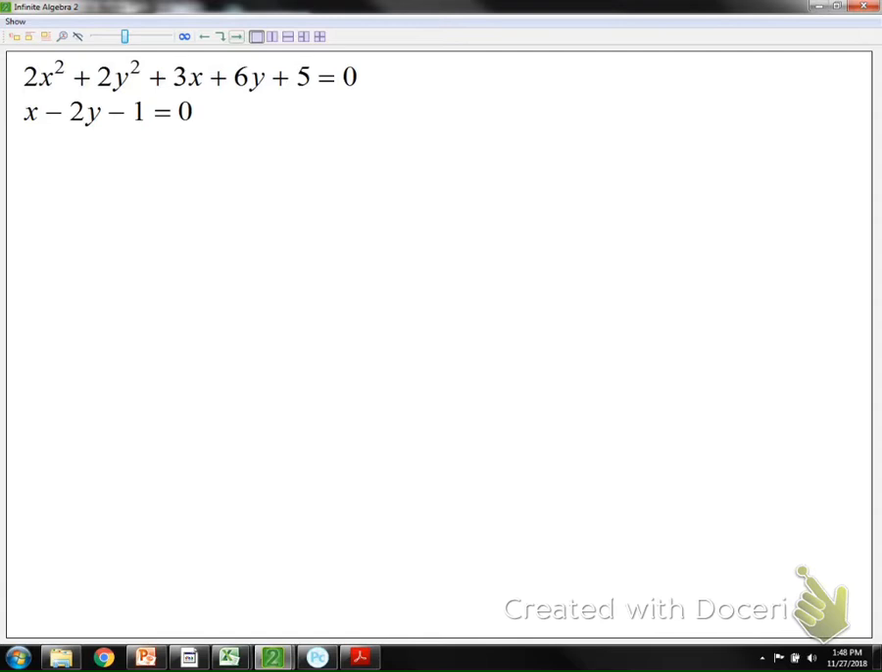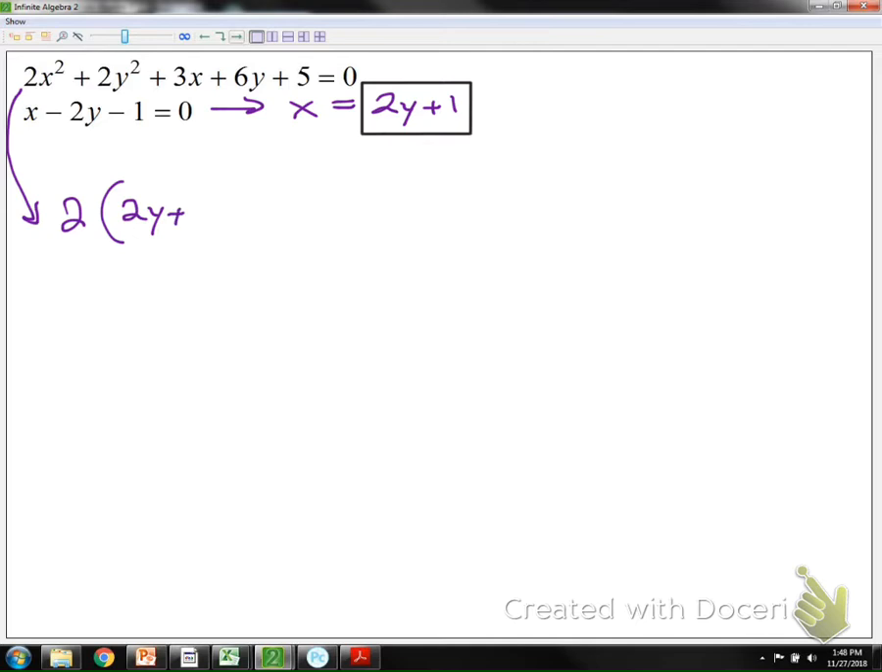When you have a circle and a line, or any type of conic section and a line, the only way to do that problem is by substitution. So if we take the second equation and solve it for x, we get x equals 2y plus 1. Now we want to take that value for x and substitute it into the first equation. Everywhere there's an x, we're going to put 2y plus 1.